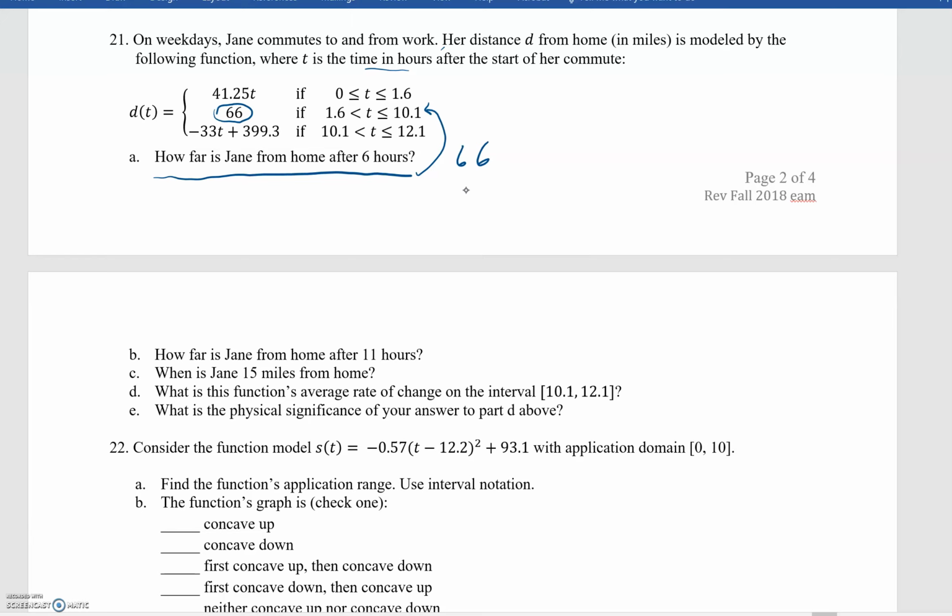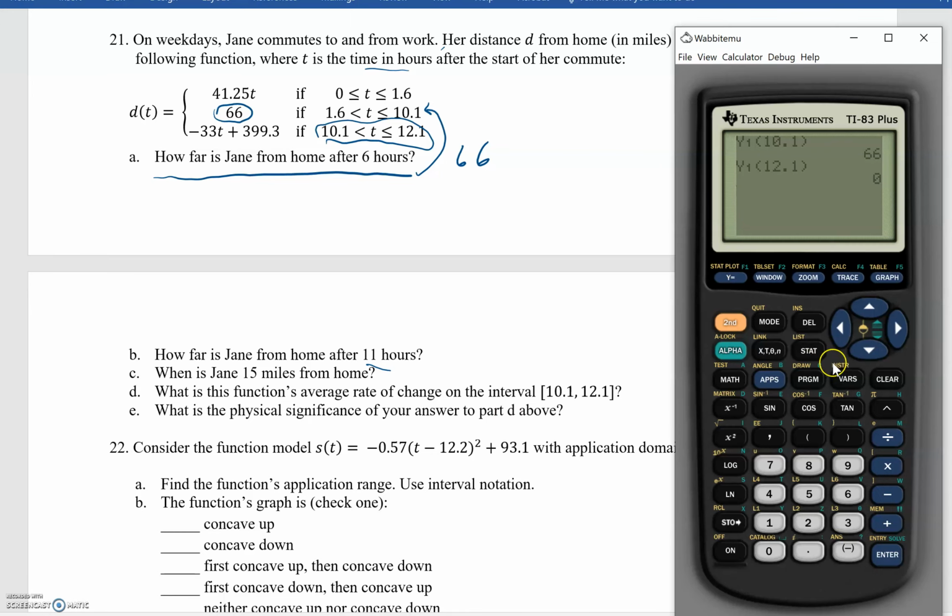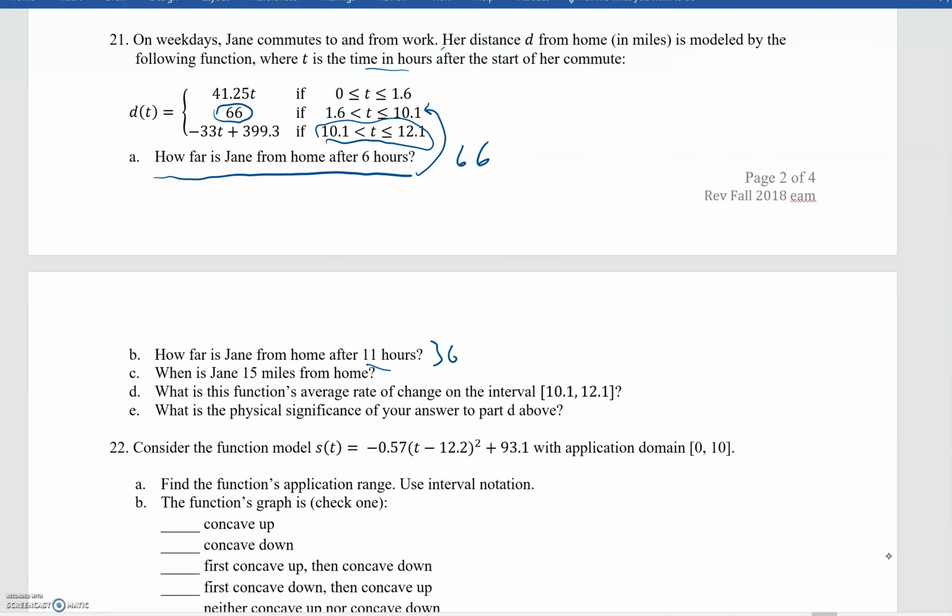How far is Jane from home after 11 hours? Well, after 11 hours, I'm in this domain, and so I need to use piece 3. Luckily, I have already entered that in the calculator, and so I can just do VARS, Y-VARS, function Y1 of 11. And that gives me 36.3.